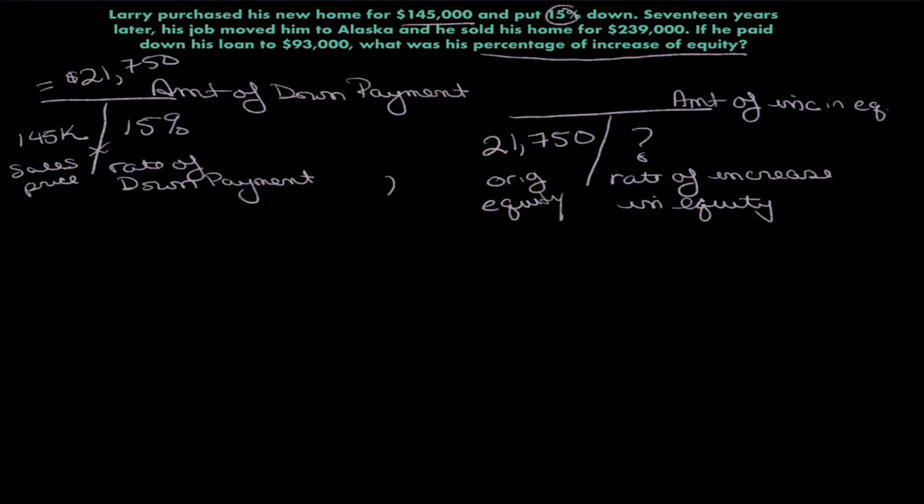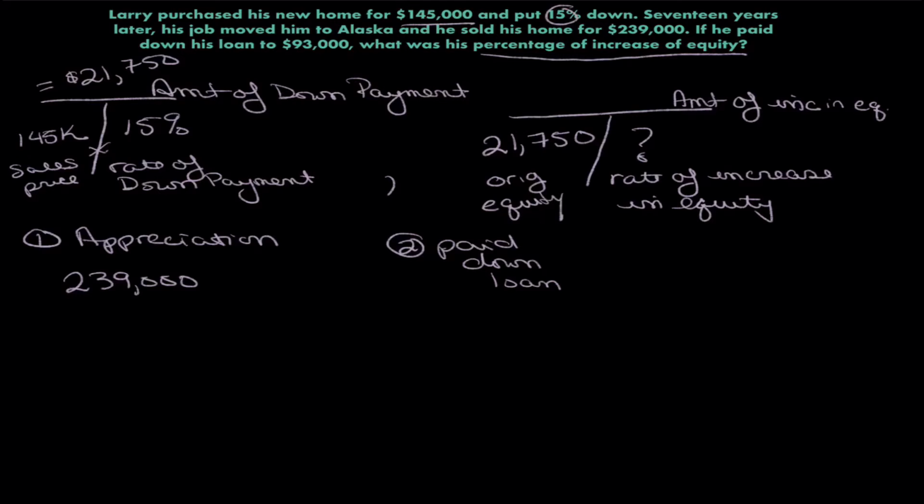So now we've got to find the amount of increase in equity. Well, it looks like we're going to have this in two different ways. On one hand, it appreciated, and we also know that he paid down his loan. So let's start with this appreciation. It's now worth $239,000, and when he bought it, it was worth $145,000. So the equity he got just from appreciation is going to be $94,000.